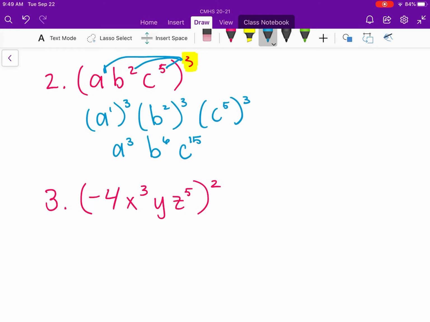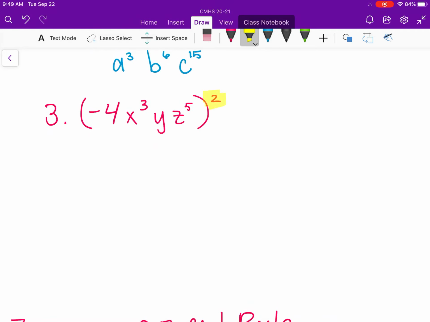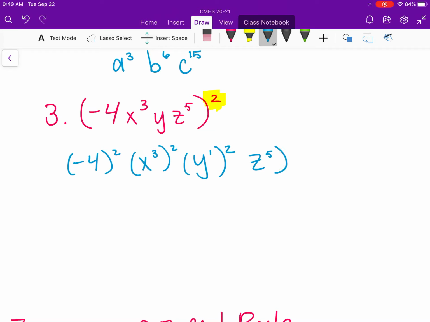We have one more problem down here, and I'm going to do the same thing that I did with the 2. So I'm going to distribute -4 squared, x to the third squared, y to the invisible 1 squared, and z to the fifth also squared. So the 2 goes to every single thing in here.